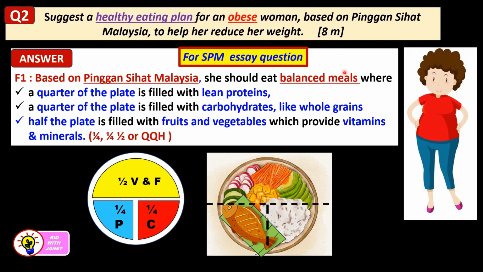Number one, based on the Pinggan Sihat Malaysia, this obese woman should eat balanced meals, according to the Pinggan Sihat Malaysia. Where, according to Pinggan Sihat Malaysia, a quarter of the plate is filled with lean proteins, for example, the fish here. A quarter of the plate is filled with carbohydrates, for example, the rice here. And then the carbohydrates like the whole grains. So this is a better example of the good carbohydrates, the whole grains, which is unrefined, and still has the bran and the germ in it. Then half the plate is filled with fruits and vegetables, which provide vitamins and minerals. So it's called quarter, quarter, half.